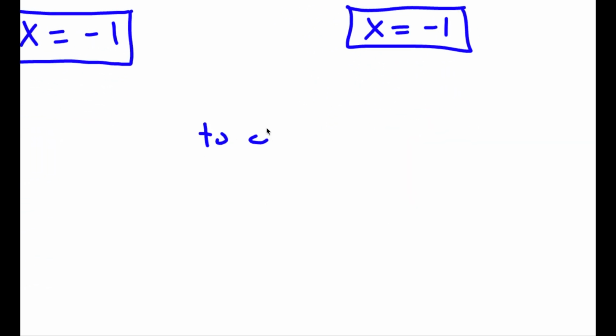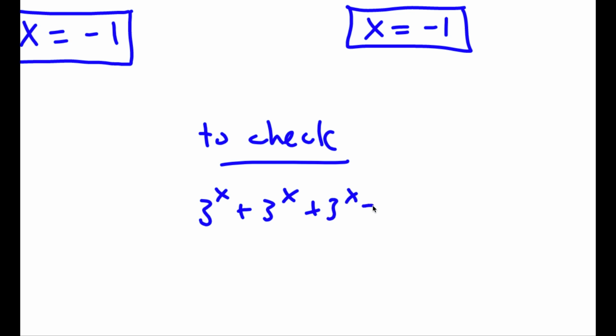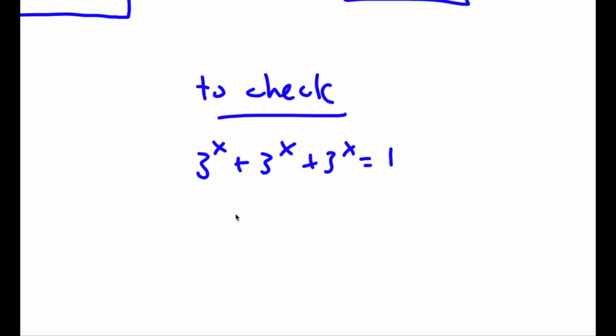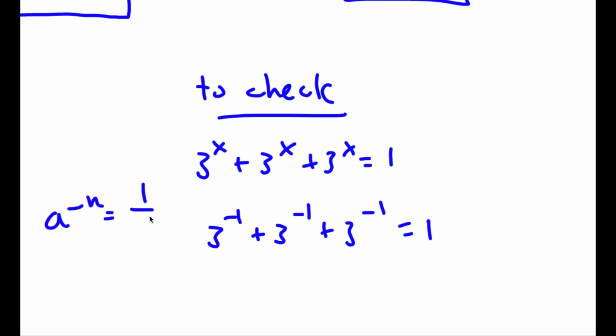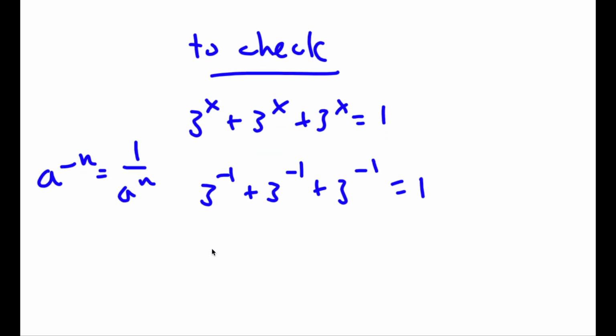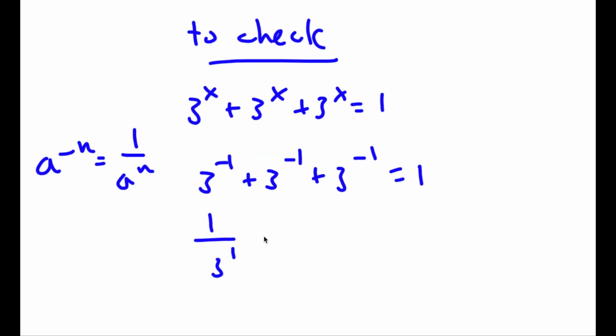Now to check, I have 3 to the power of x plus 3 to the power of x plus 3 to the power of x is equal to 1. And we know that x is equal to negative 1, so now I have 3 to the power of negative 1 plus 3 to the power of negative 1 plus 3 to the power of negative 1 is equal to 1. Now, if I have something in the form a to the power of negative n, this is equal to 1 over a to the power of n. So 3 to the power of negative 1 is going to be equal to 1 over 3 to the power of 1.